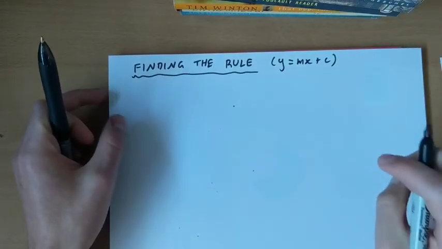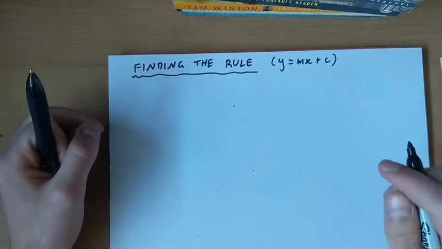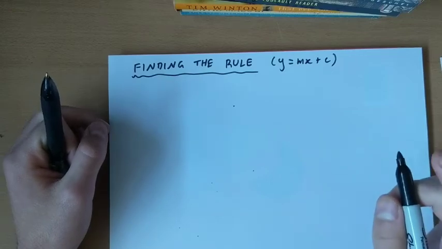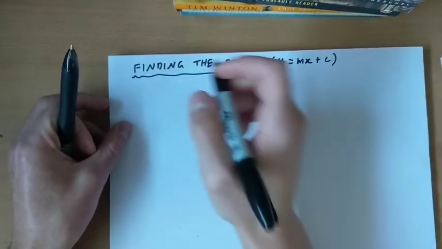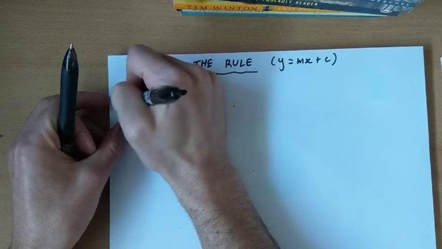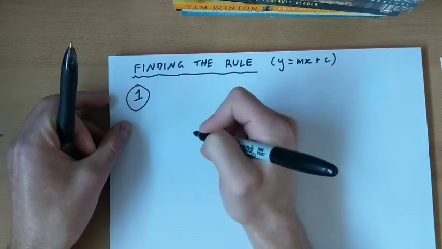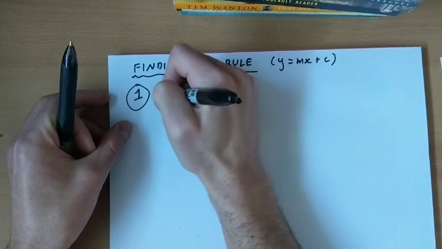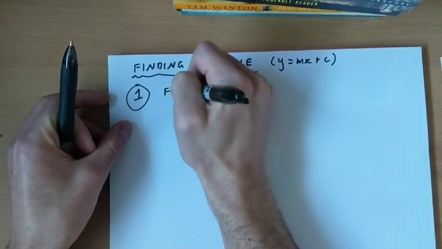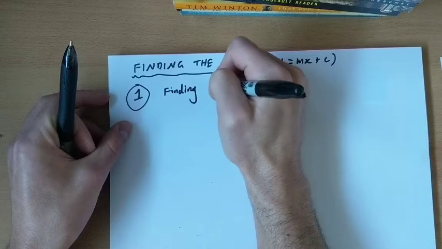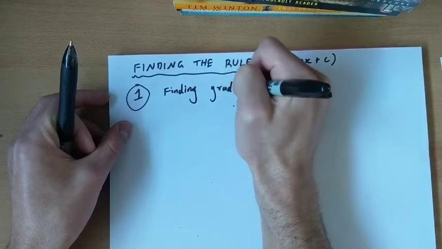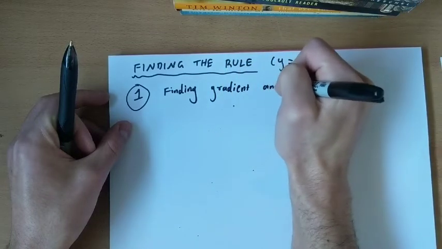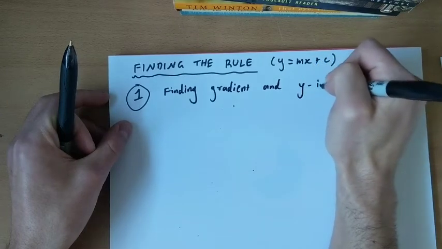There are three main different ways that we're going to find the rule, and in this video I'm just going to talk about the first one, and that is finding the rule by first finding the gradient and y-intercept.